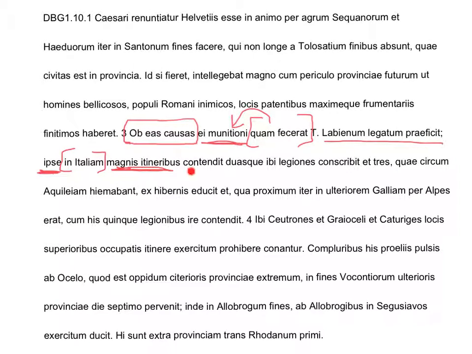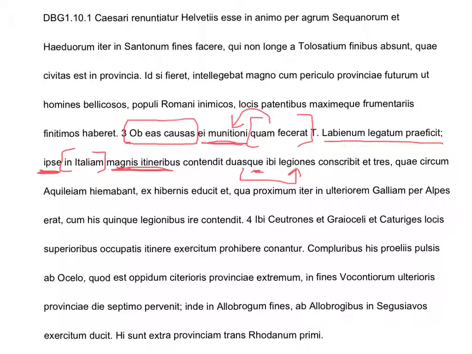And by the way, by the time you get to contendit, if you don't know the meaning of the word, which you should, because that was in stage 6 of Cambridge, you should at least have an idea. He blanked into Italy with forced marches. He went into Italy, hastened, something like that. And then we've got a que saying what else, starting another chunk telling us what else he did. And there, duasque legiones, noun adjective pair, he conscribit there. So it says what he did.